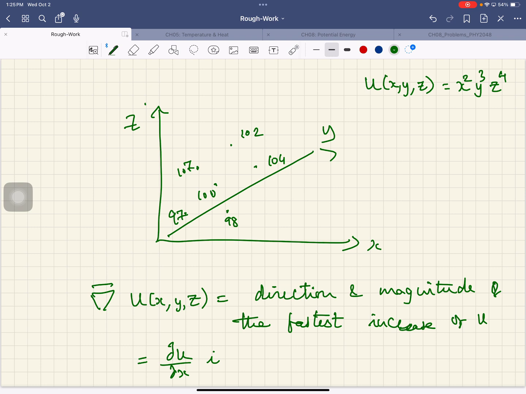You guys understand del u by del x, partial derivative of u? How many of you have seen partial derivatives? How many of you have not seen partial derivatives? Okay, so you'll see that in 1 second. So you talk about partial derivatives of multivariate functions, functions that are dependent on multiple variables.